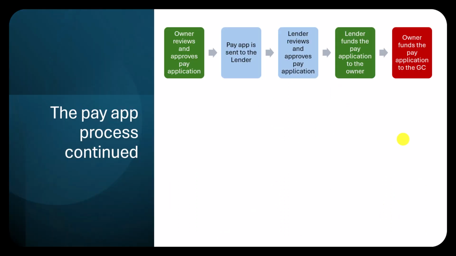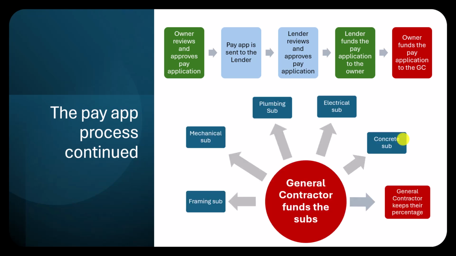From there, your owner is going to review and approve it and send it to the lender. Your lender is then going to review and approve it, and they're going to fund the owner. Then the owner is going to fund you, and you are going to fund your subs, and you're going to keep your portion on the side to cover your costs and your fee.